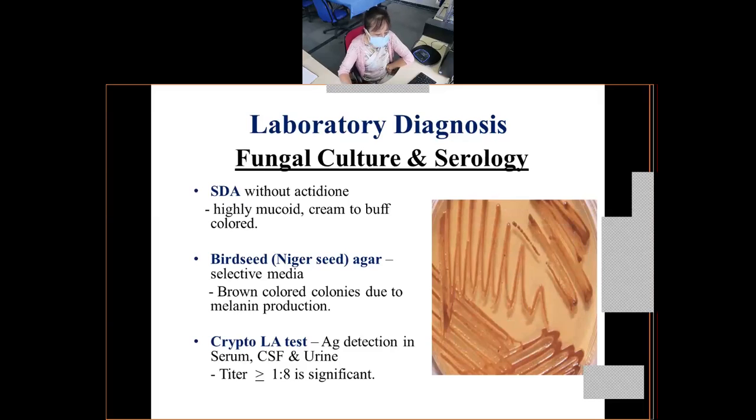So this is the birdseed agar. You can see the brown colored colonies, which are observed if you put it in a selective media, particularly the birdseed or nigroseed agar.